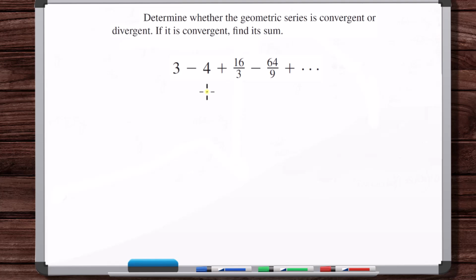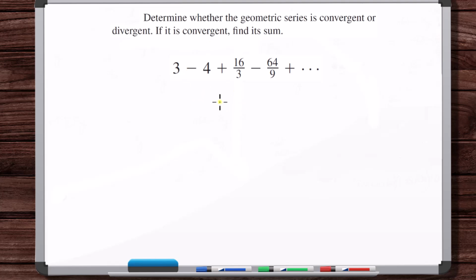Okay, now for each of these problems, we're going to be given a geometric series, and we want to determine if it's convergent or divergent. And if it's convergent, then we want to say what the actual sum is. If it's divergent, then I guess we can try and specify some things about the divergence, right? Is it going to infinity, negative infinity, oscillating? All right, so we know we're working with geometric series.